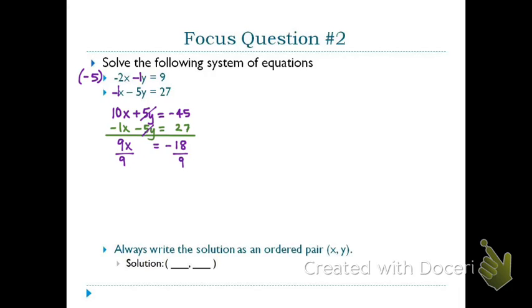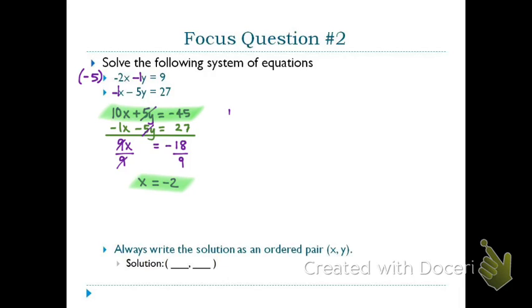Divide by 9, and we get x equals negative 2. Boom. One part out of the way. Almost there. So, now looking at this, I noticed that we do have a bunch of negatives. When we did this yesterday, I'd say let's try using that 10x plus 5y equals negative 45. That looks good. And you have two positive variables. Let's plug into that one.